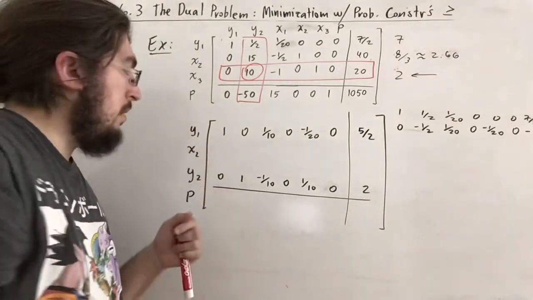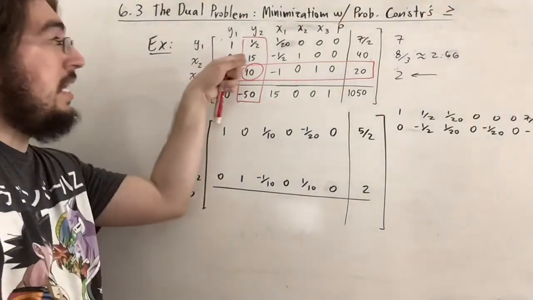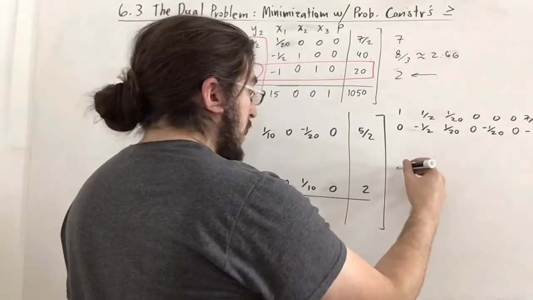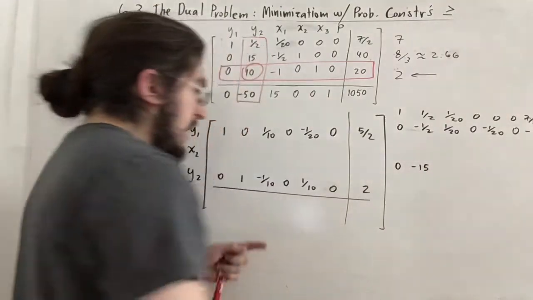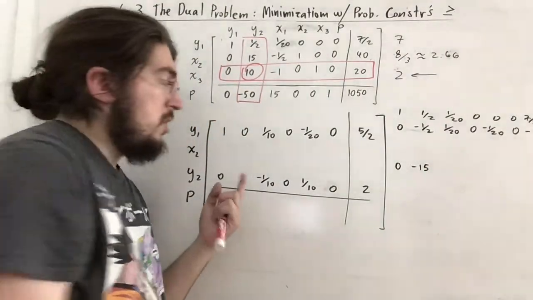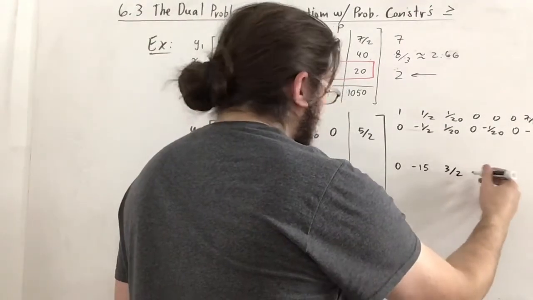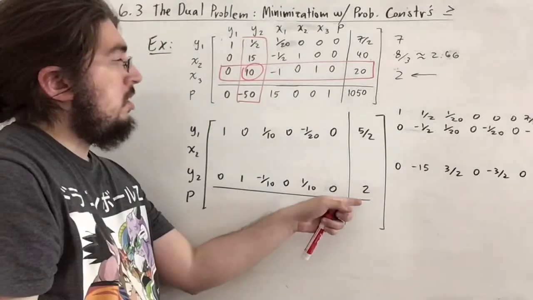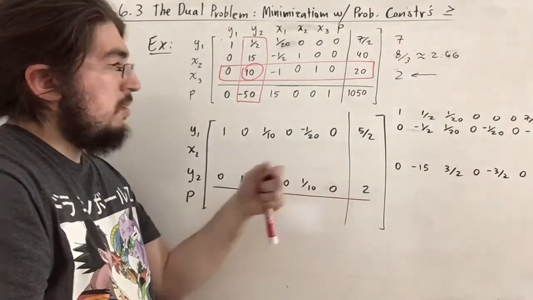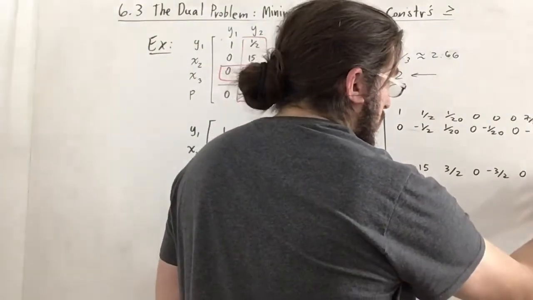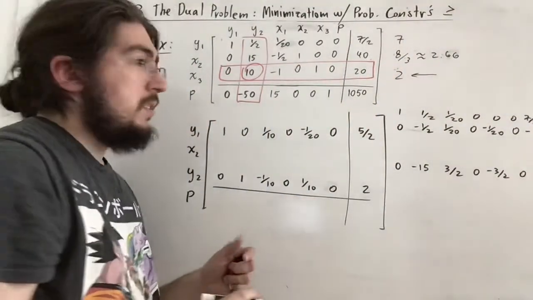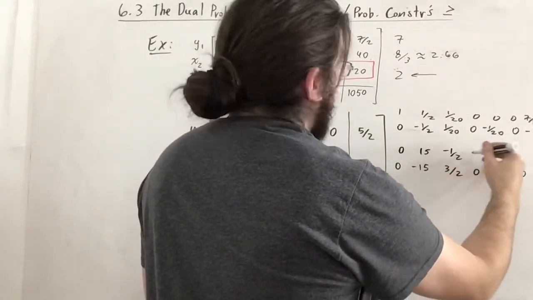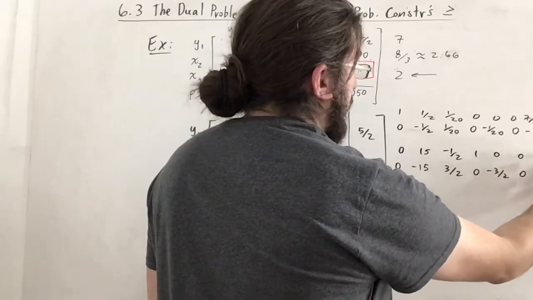Okay, second row now, multiply this one by negative 15 to match that 15. So multiply these by negative 15, and we get 0, negative 15. 15 over 10 reduces to 3 over 2, so it's going to be positive 3 over 2 because of the double negative. 0, negative 3 over 2, 0, 2 times negative 15 will be negative 30. Good. Just making sure everything looks good. The original second row will be 0, 15, negative 1/2, 1, 0, 0, and 40.